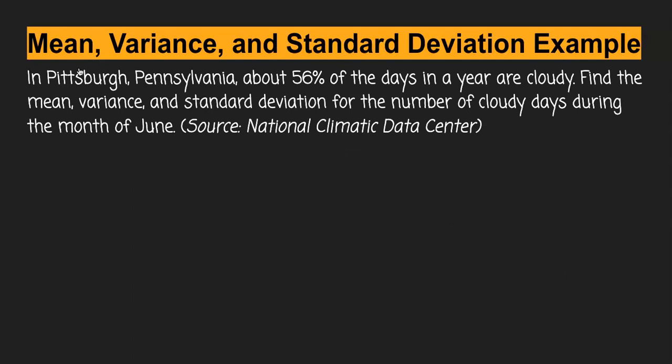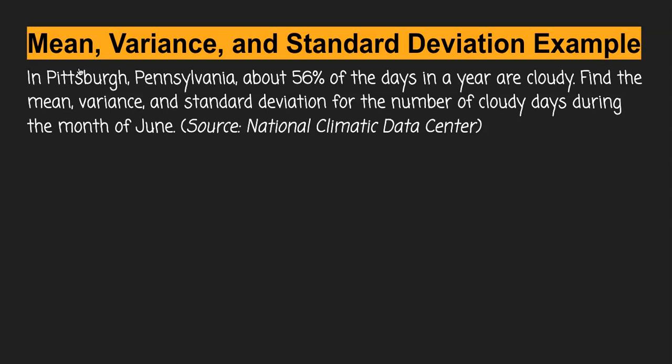All right, in Pittsburgh, Pennsylvania, about 56% of days in a year are cloudy. They want the mean, variance, and standard deviation for the number of cloudy days during the month of June.